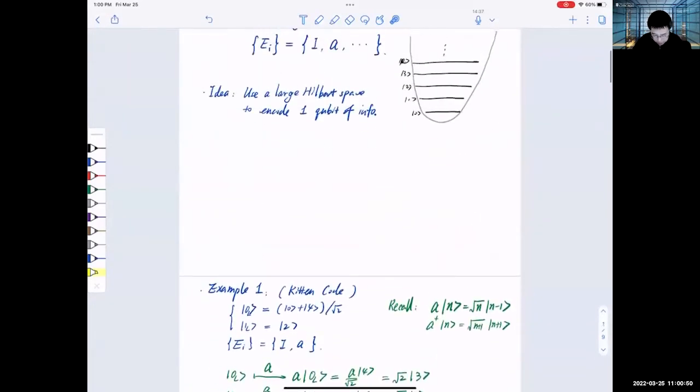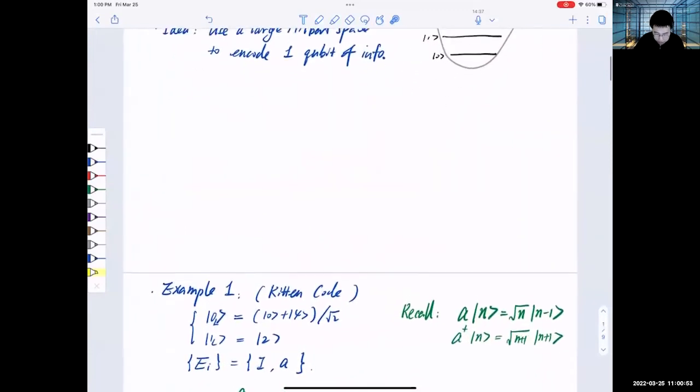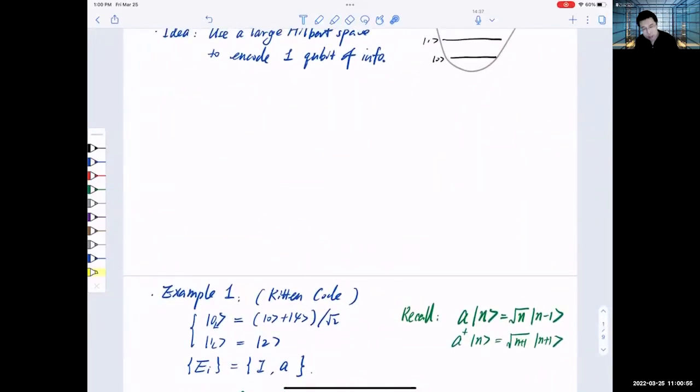So let's look at one example, which is called the Kitten Code. The Kitten Code is a very interesting single-mode bosonic quantum error correcting code designed by Steve Girvin. The idea is to use a superposition of different photon number states to help correct photon loss errors. Just recall that photon loss is an annihilation operator, which acting on an n photon state will give you an n-1 photon state. And because of bosonic enhancement, you get a square root of n enhancement here.